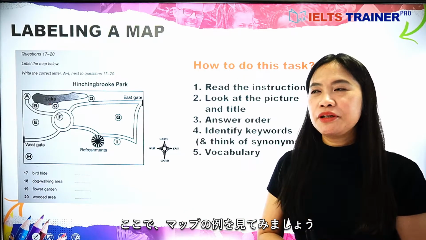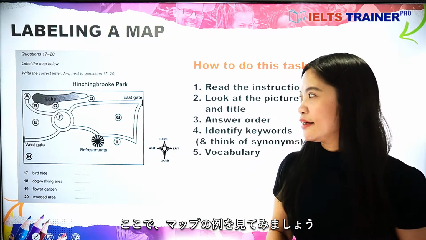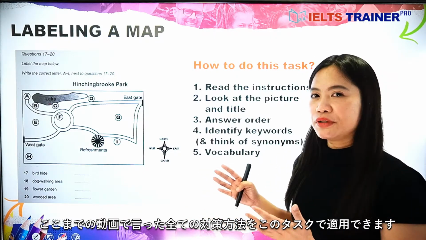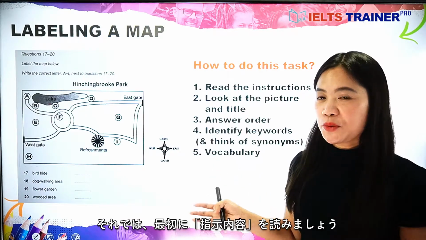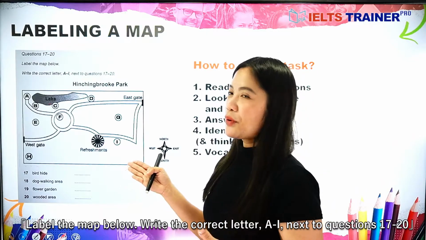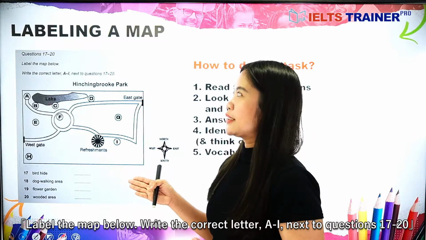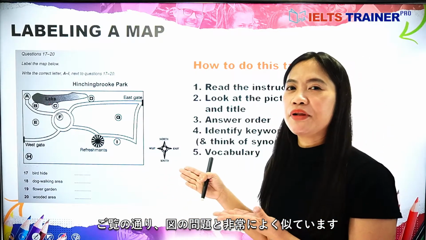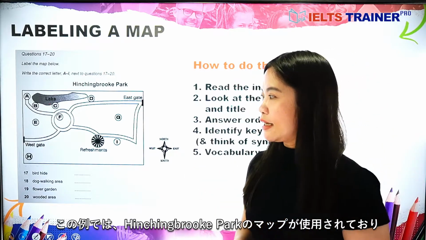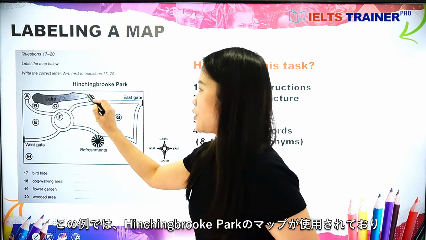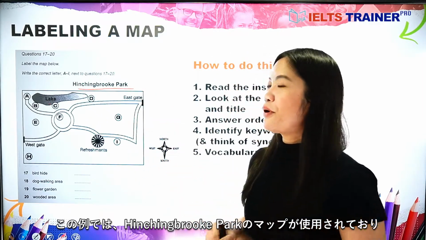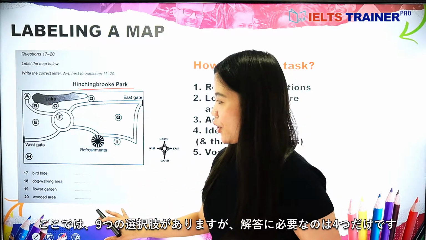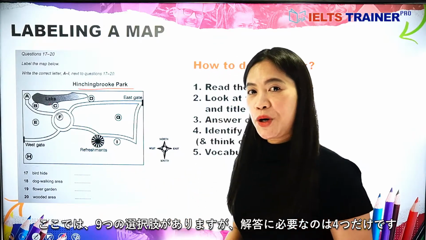Now let's see an example of a map labeling task here. Everything that I said about labeling a diagram goes for this type of task too. So let's read the instructions. Label the map below, write the correct letter A to I next to questions 17 to 20. As you can see, it's very similar to diagram labeling. In this example, we can see that these are the locations on the map of Hinchinbrook Park, and there are more options than you need. In here, there are 9 options but only 4 questions.